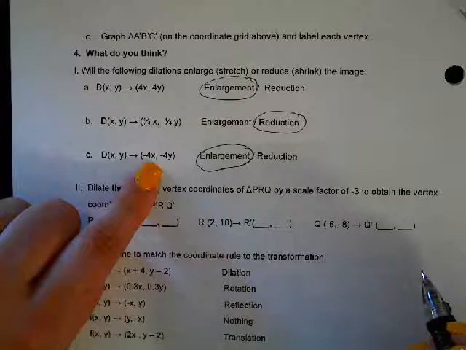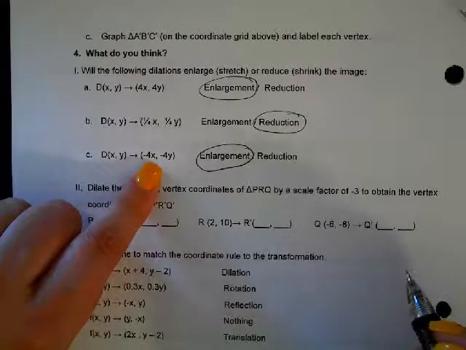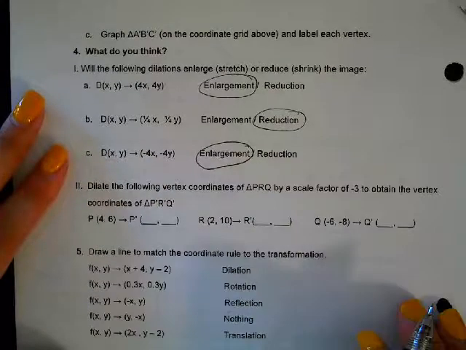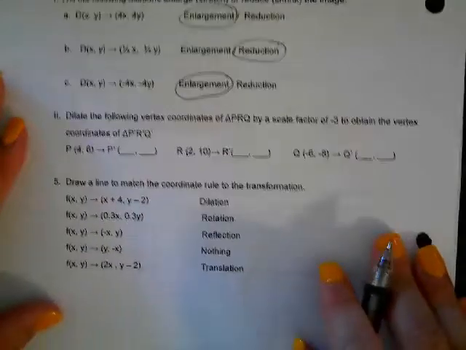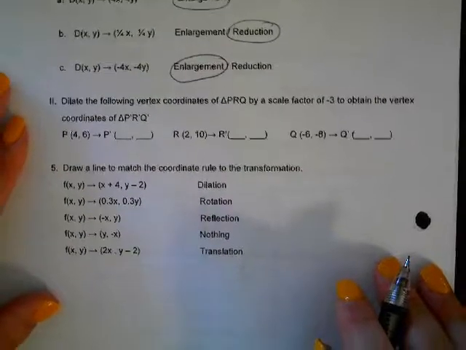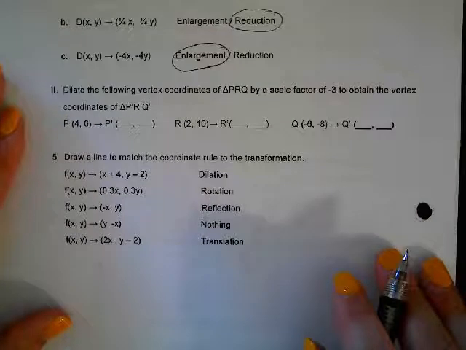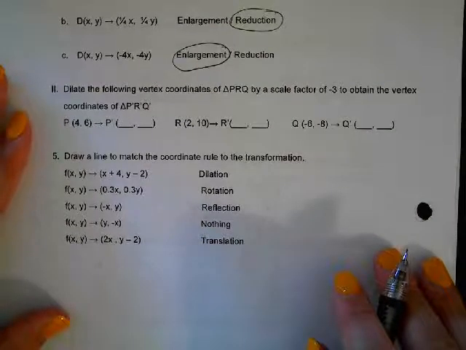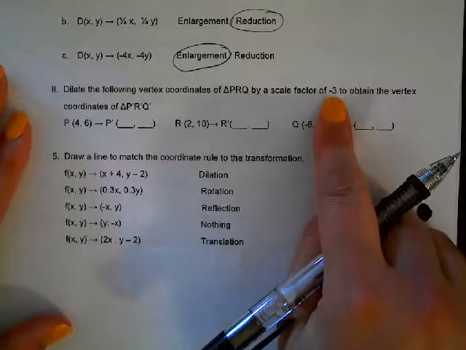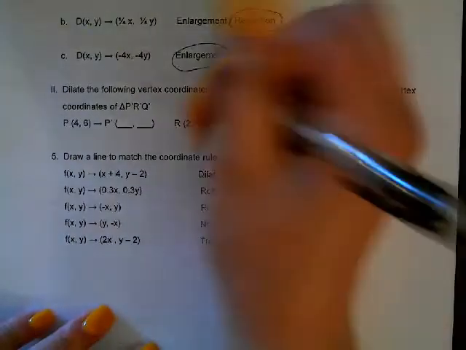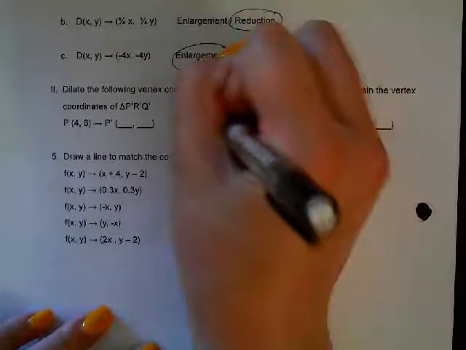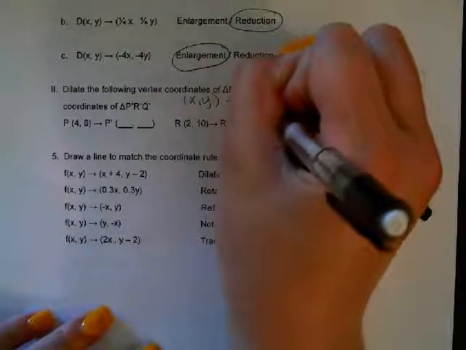Okay, the next one, don't say them out loud. Just go ahead and take each vertex and dilate them by a scale factor of -3. So we have xy goes to -3x, -3y, and we're rewriting each of our coordinates.